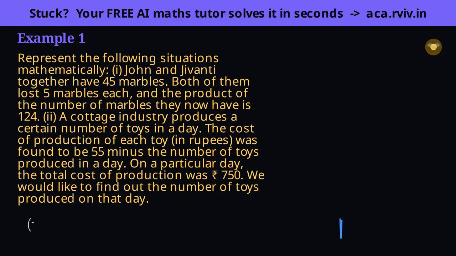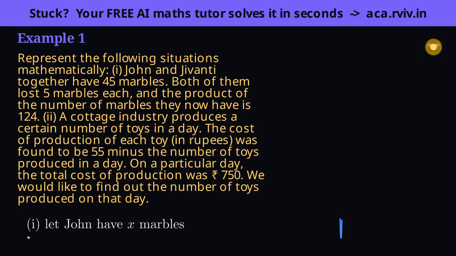Let's plan before we compute, because a clear plan is half the battle in word problems. Our strategy has 3 moves: name one unknown with a letter, express every other quantity in terms of that same letter, and then translate the sentence that gives a product into an equation. So for part 1, let John's current count start from X marbles.